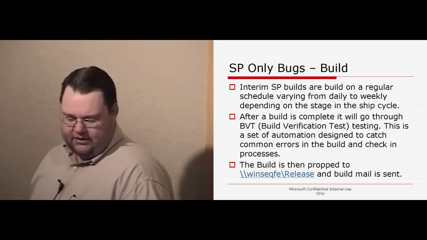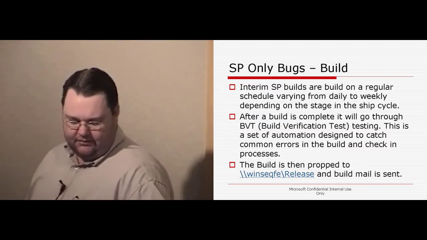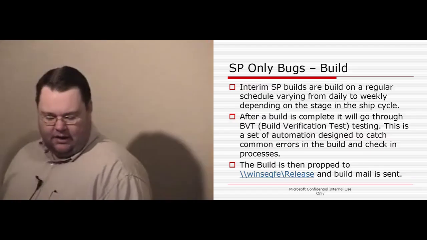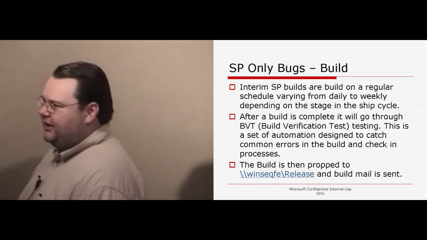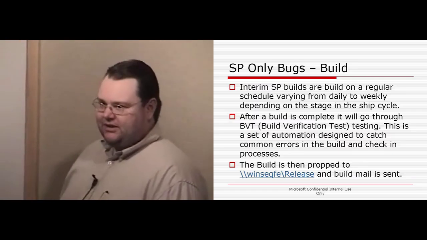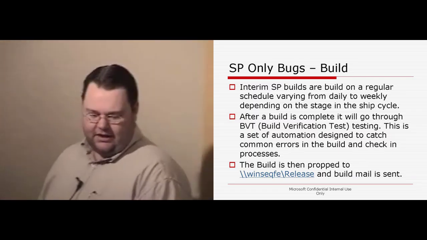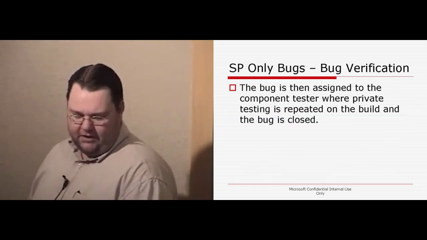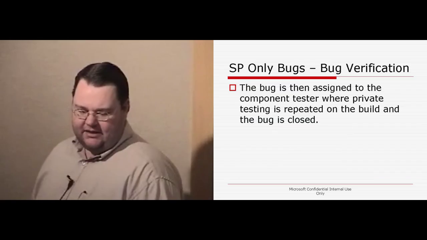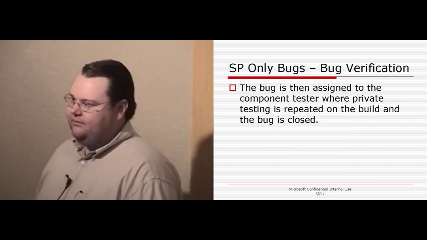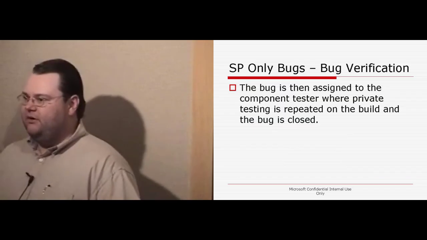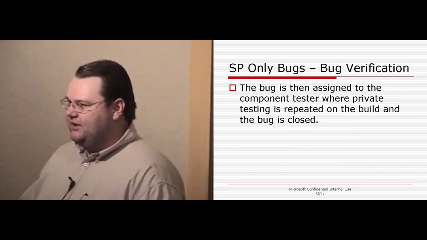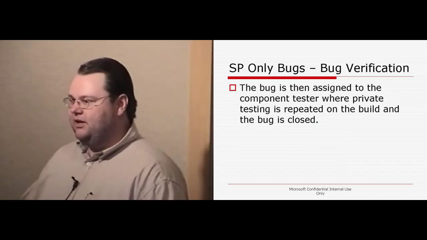So once it goes through the BVT process, it gets propped to this share, WinSE QFE/release, and build mail gets sent out. So that's where you can pick it up, and there's a whole directory structure under that. But once it gets propped in there, it's past BVTs and it's ready to test. Bug verification. I think I already went over this. Once the build comes out, the bug gets assigned back to the component owner. Test it, verify that it actually got fixed in the build, and that there are no other obvious bugs right around it.